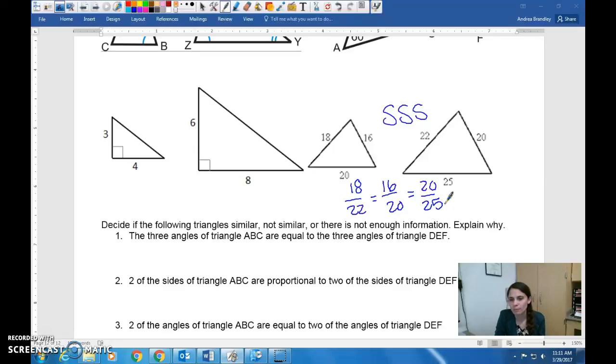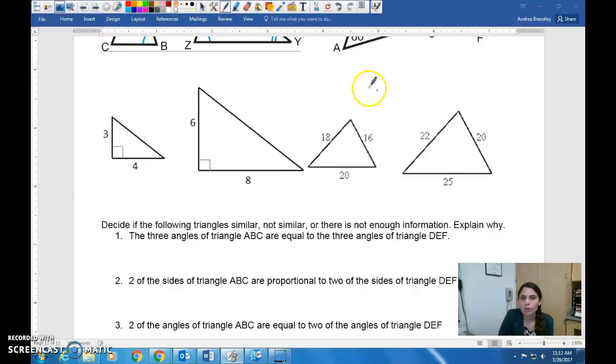You could definitely do it, but I'm going to go ahead and just put it in a calculator. So 18 divided by 22 is 0.81 repeating. And then 16 divided by 20 is 0.8. And 20 divided by 25 is also 0.8. So these two sides are proportional. However, this one doesn't quite hit the mark. It's close, but not quite. So this one, I would have to say no, is not similar.